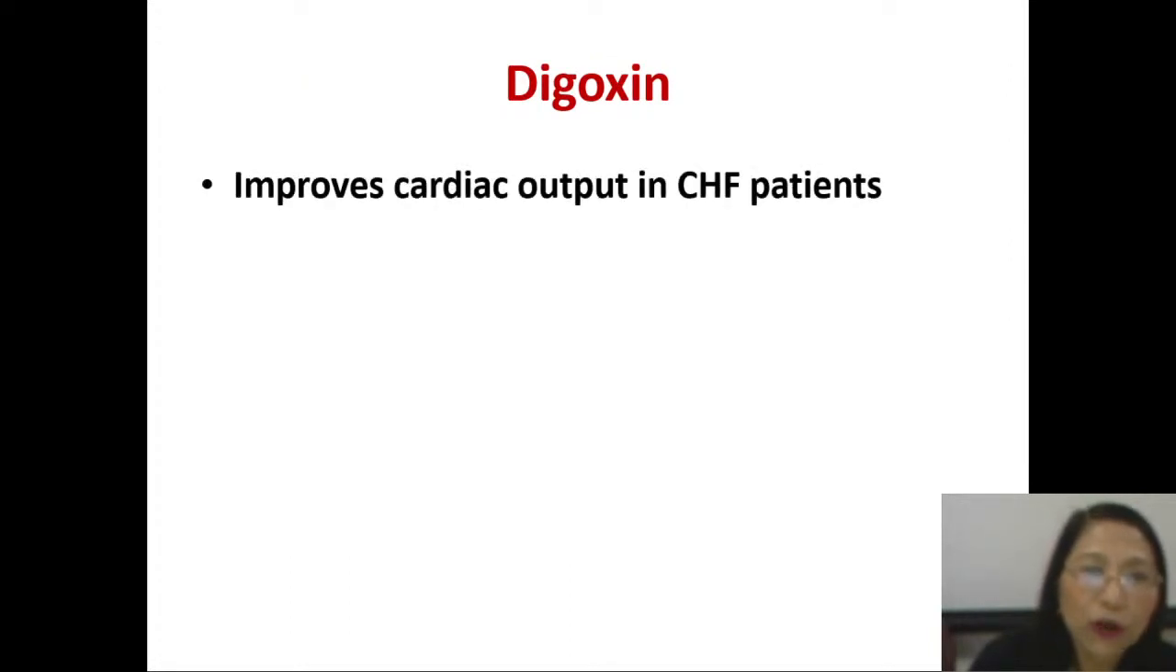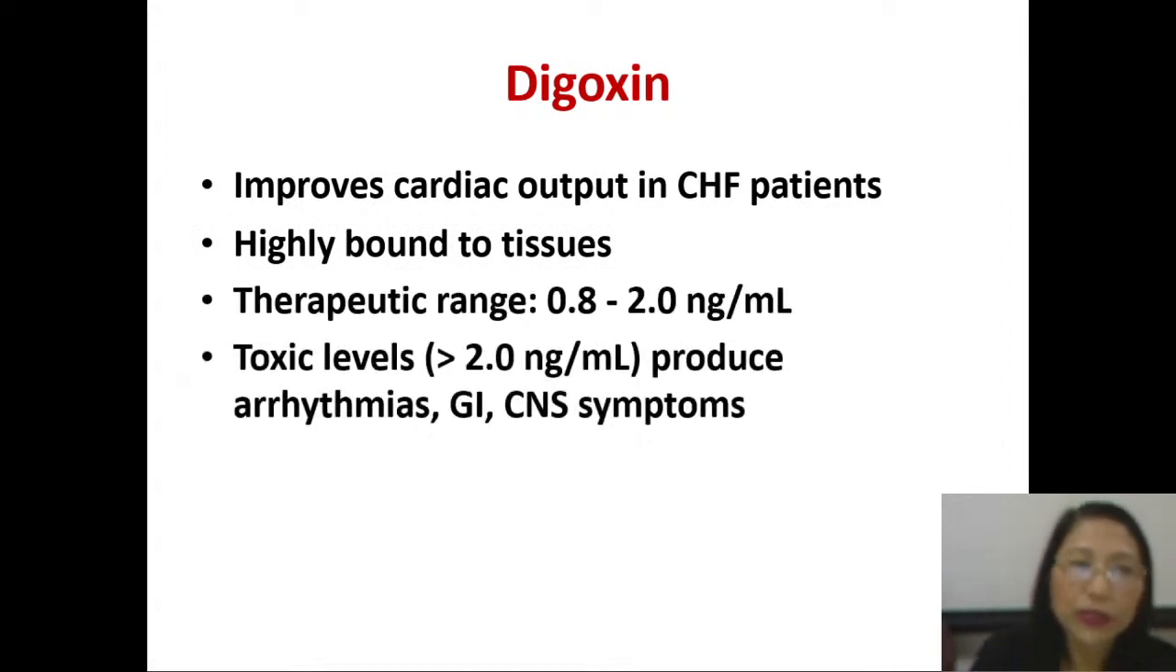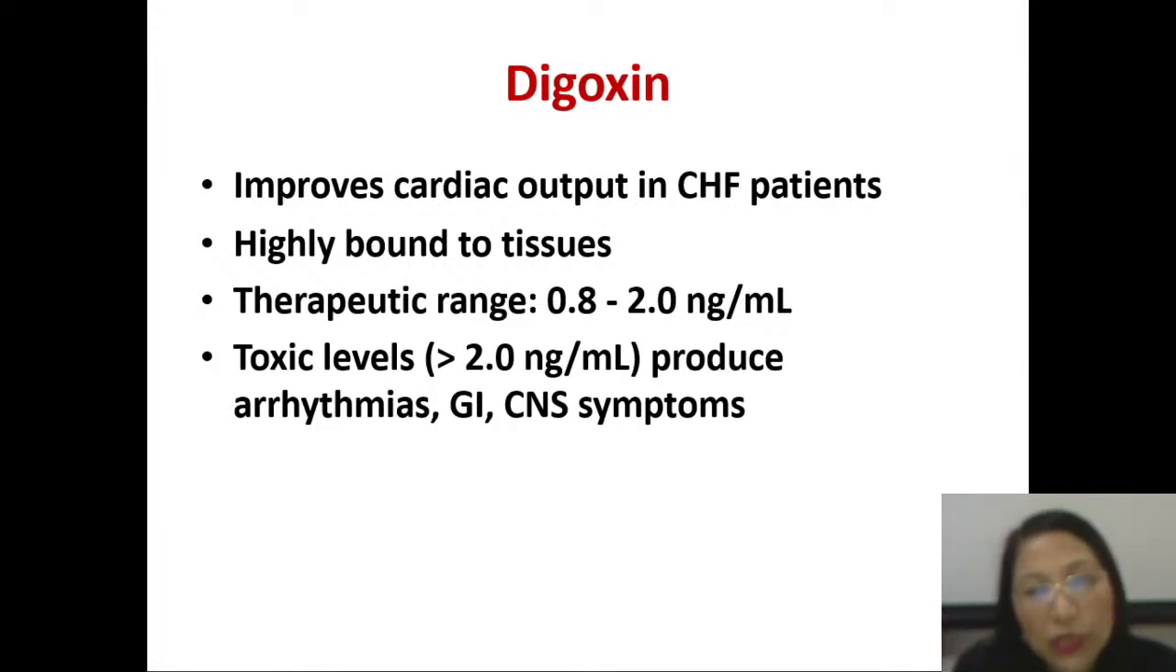Digoxin improves cardiac output in CHF patients. It is highly bound to tissues, and digoxin is a drug with high volume of distribution. The therapeutic range is 0.8 to 2 nanogram per ml. The toxic level is when it is more than 2 nanogram per ml, and it can produce arrhythmias, GI, and CNS symptoms.